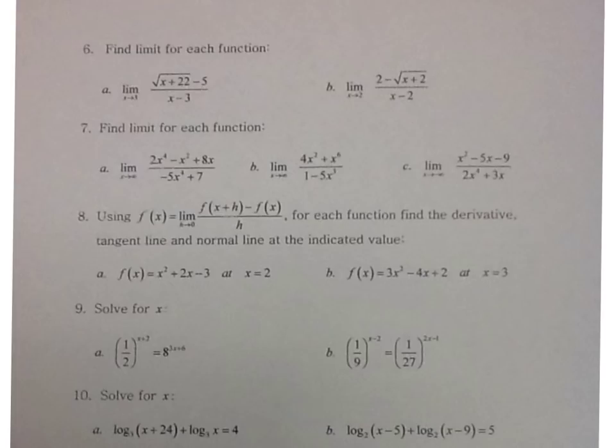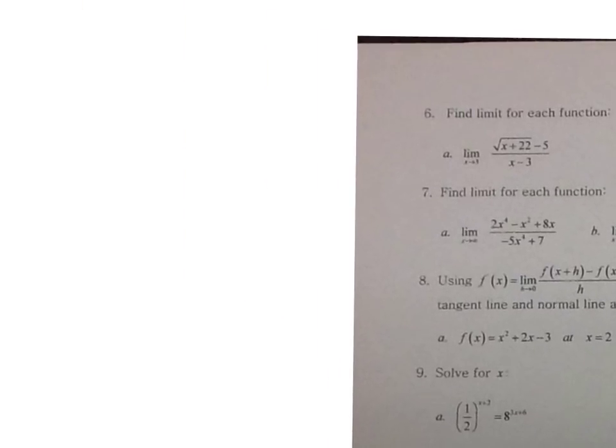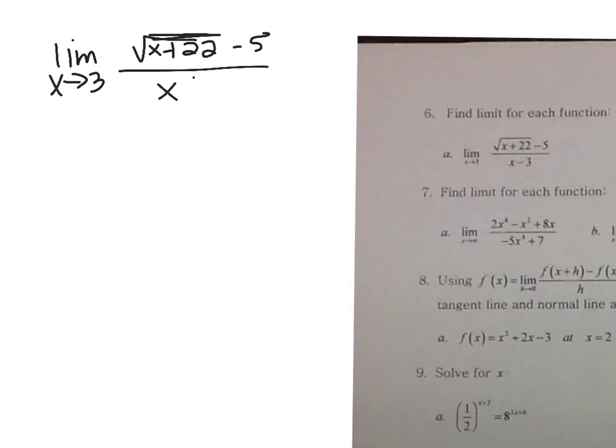Okay, so 6 is also a limit. Okay, but look what happens when, for the first one, it's the limit as x approaches 3. When I plug in 3, I'm going to get 3 minus 3, and that's undefined. And I notice that I have a radical. So I'm going to have to rationalize. So I'm just going to rewrite this to start off. So it's the limit as x approaches 3 of the square root of x plus 22, minus 5 all over x minus 3.